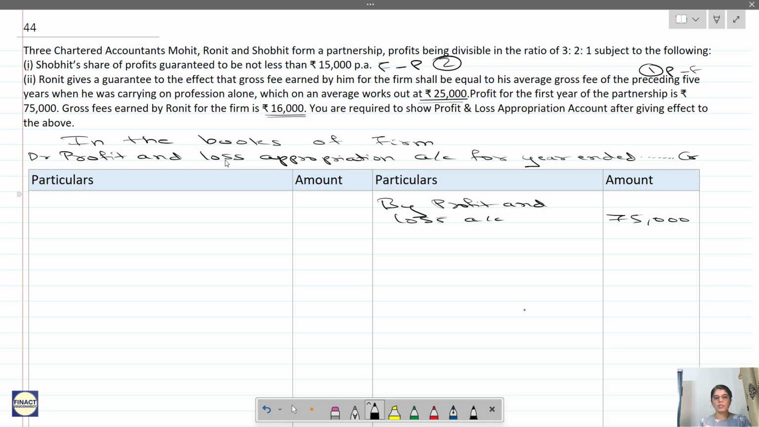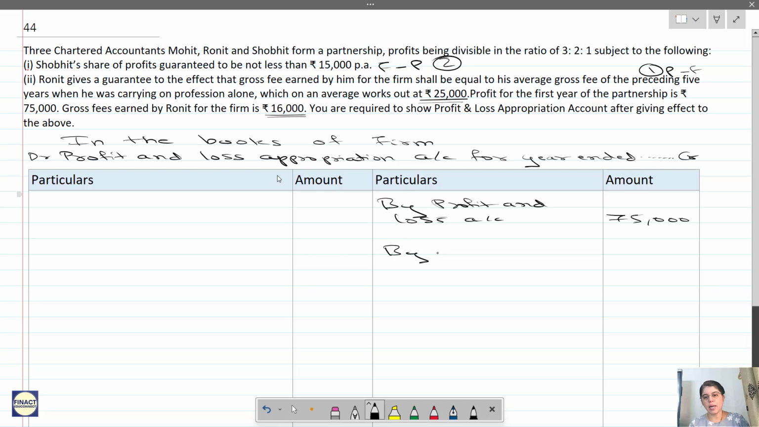Now, there are two guarantees in the question. So what we will do is, first we will solve this partner to firm. How much had Ronit promised? 25,000. How much was he able to bring? 16,000. So there is a deficiency. This partner to firm deficiency, we have to recover it from Ronit, correct? So we will recover it from Ronit. And what will be the journal entry? Ronit's capital account debit to profit and loss appropriation account.